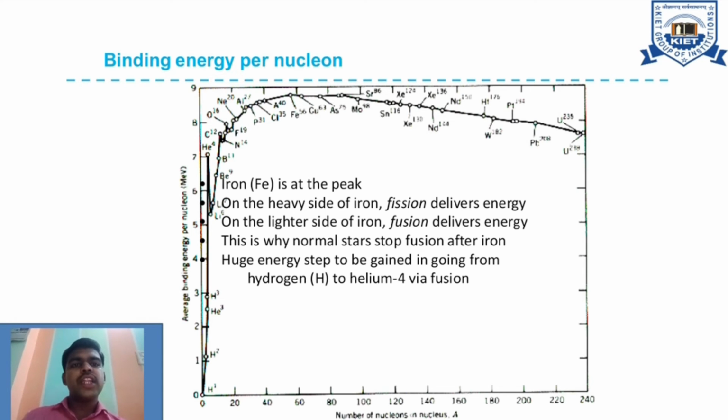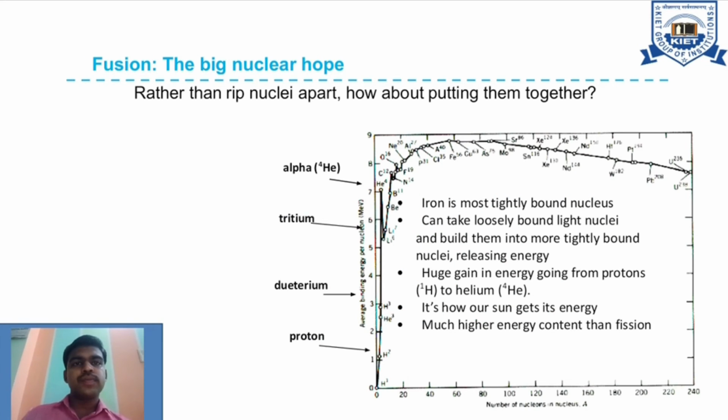Here comes the binding energy per nucleon. Look at the diagram. It has a graphical representation of various levels. In that, iron is at the peak. On the heavy side of iron, fission delivers energy. On the lighter side of iron, fusion delivers energy. So nuclear fission and fusion both happen depending upon the binding energy per nucleon. This is why normal stars stop fusion after iron. The huge energy step to be gained is going from hydrogen to helium via fusion. Here comes the fusion point of view, the big nucleosynthesis.